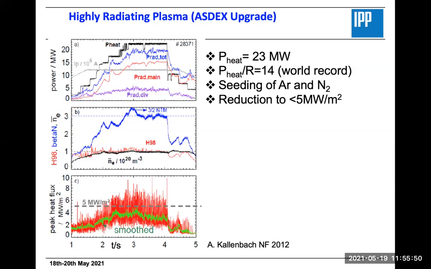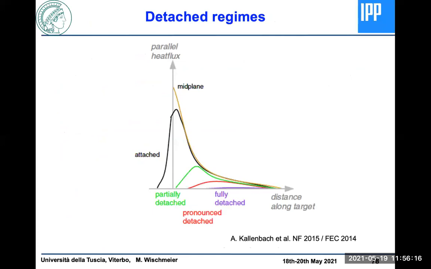Maybe you remember yesterday I showed you ASDEX Upgrade, ITER and DEMO, how much heating power and what this meant as a power flux. So ASDEX Upgrade could reach 40 megawatt per square meter at the total heating power, and here we reach less than 5, which means we are able to demonstrate in today's experiment that you can dissipate a lot of power. So I told you about detachment, and there are different detachment regimes.